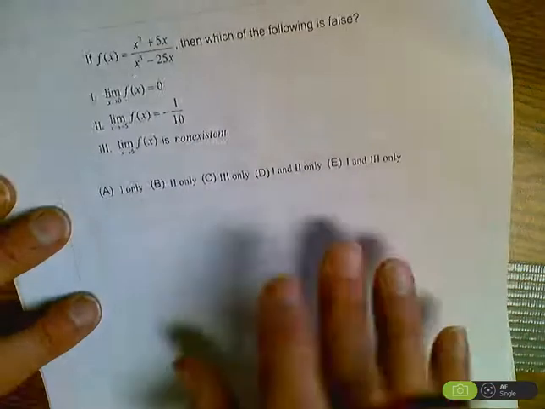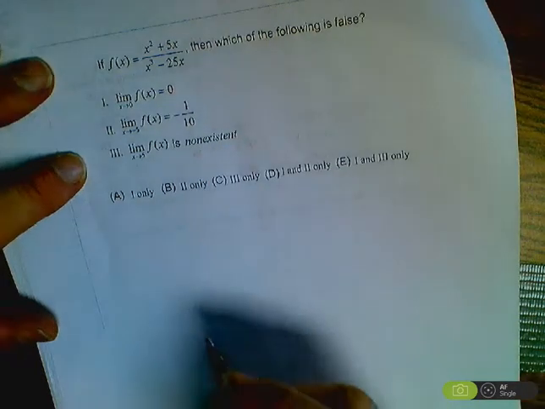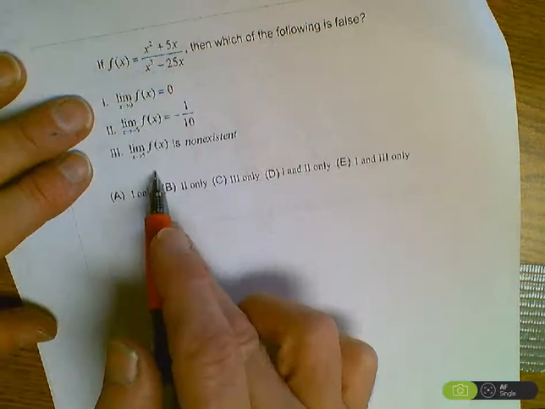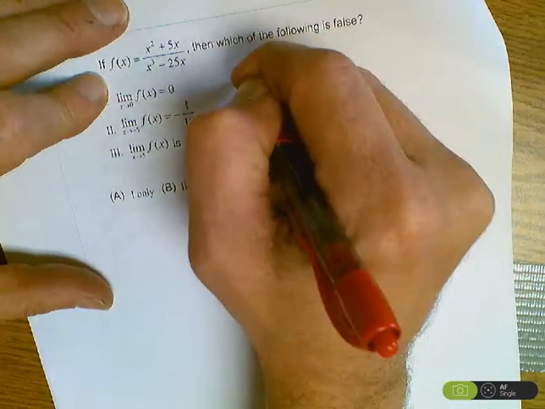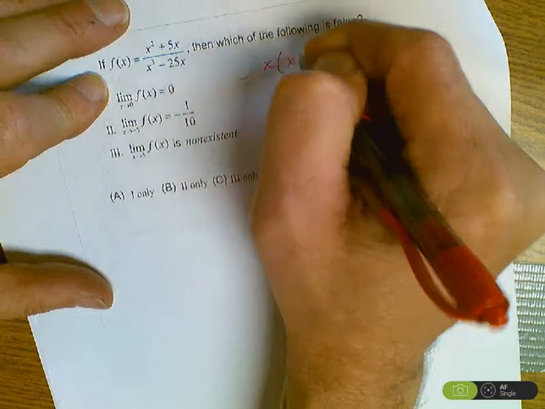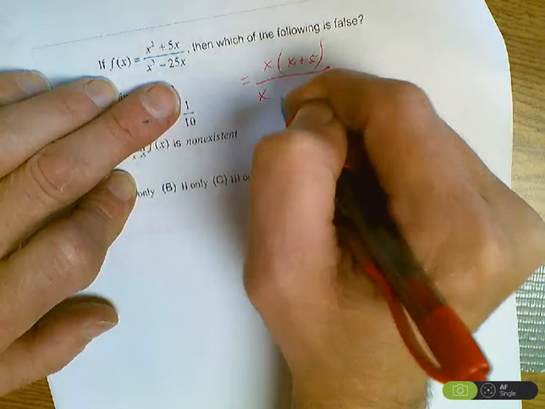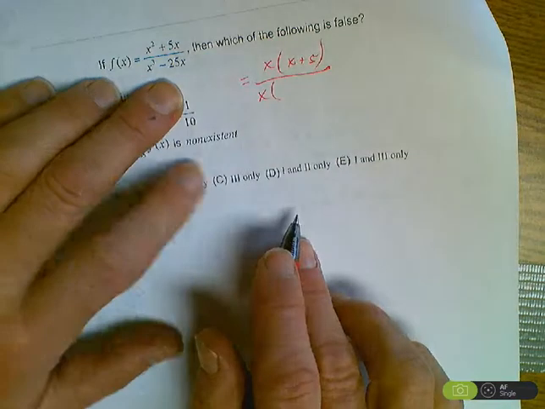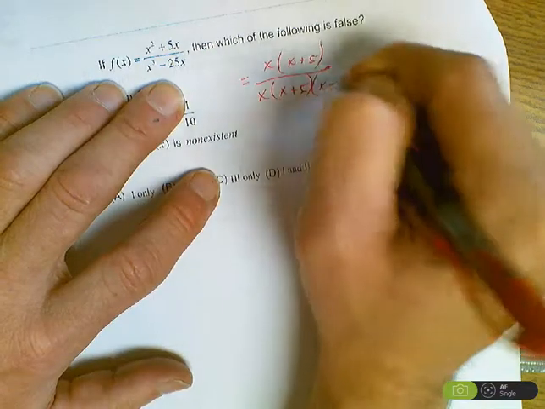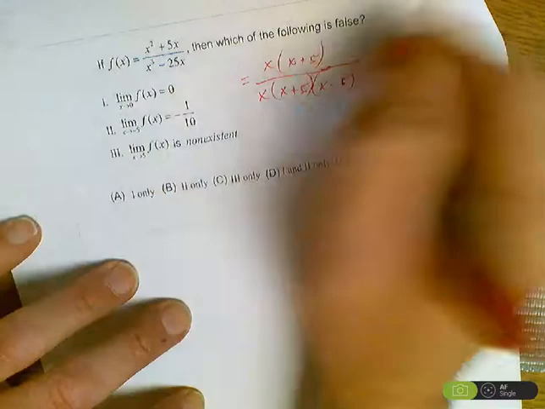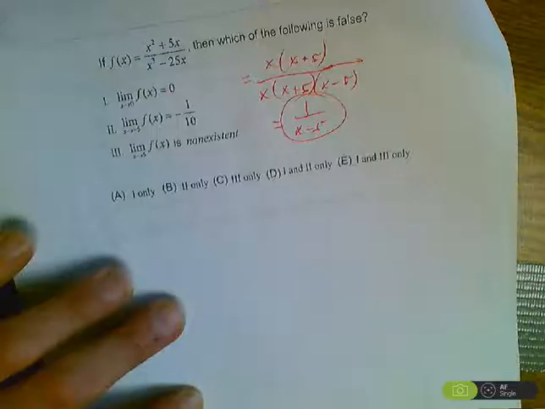Okay, number 4. Which of the following is true about this or false? We're looking for a false. Okay, we're looking at limits. What do we do at limits? We factor out and we reduce, right? So I'm going to make this x times x plus 5 over x, and then I see it's x squared minus 25. So it's x plus 5 times x minus 5. Okay. So now when I'm doing my limits, I'm really going to look at 1 over x minus 5. That's really what I want to look at.